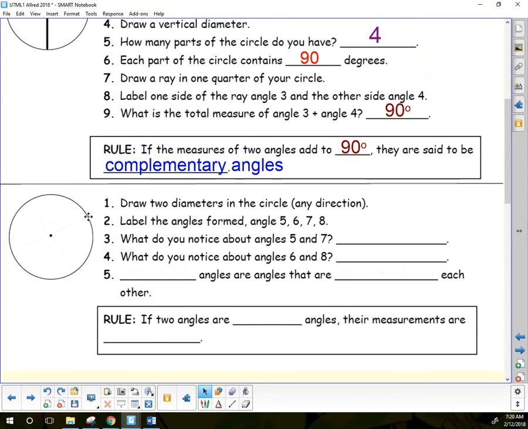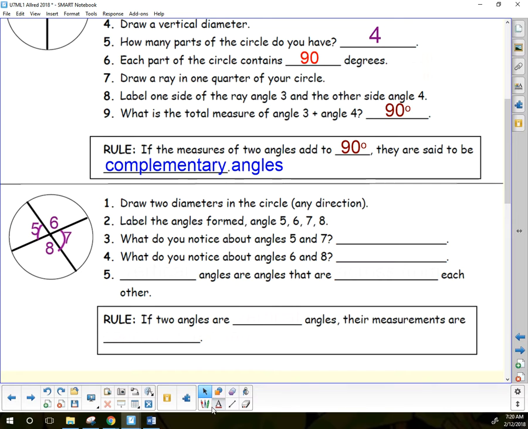What we're going to do now is talk about one last vocabulary word. So we're going to draw two different diameters. We're going to kind of make an X. And we're going to call these angles that are formed angle 5 and 6, 7 and 8. Look at angle 5 and angle 7. Now that we've created these angles, tell Edpuzzle what you notice about them.